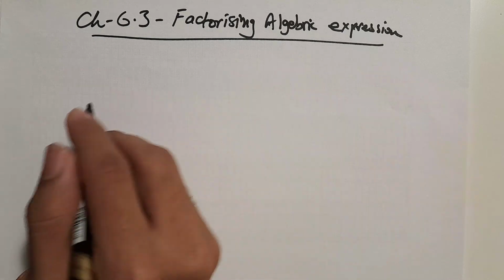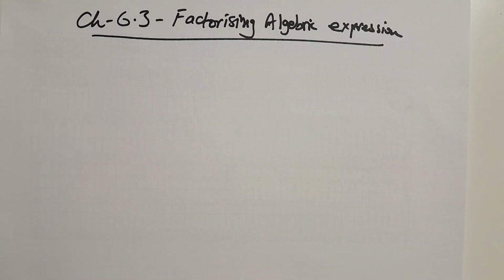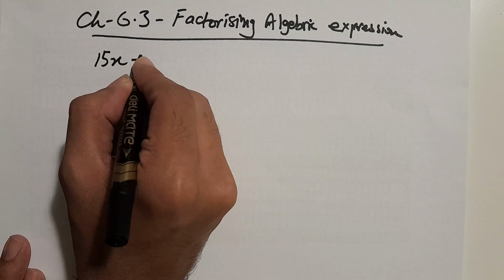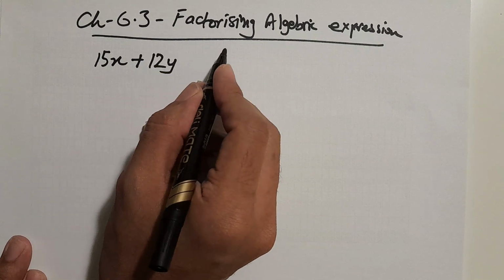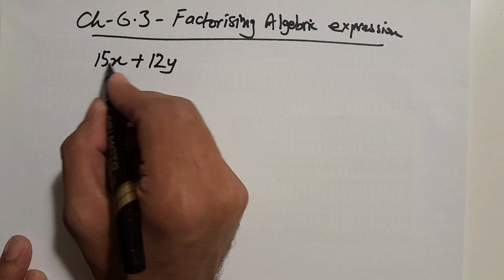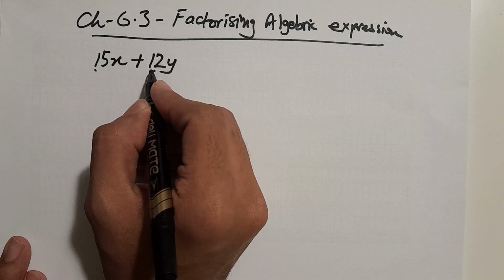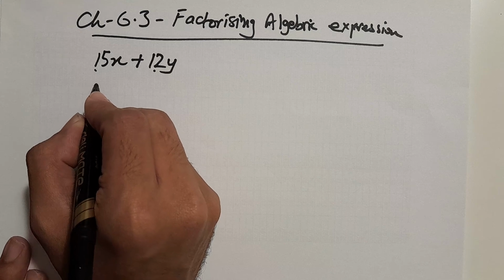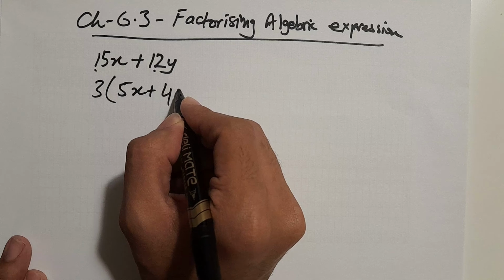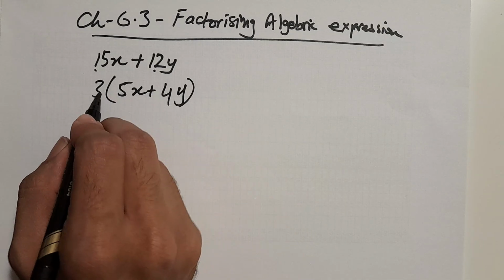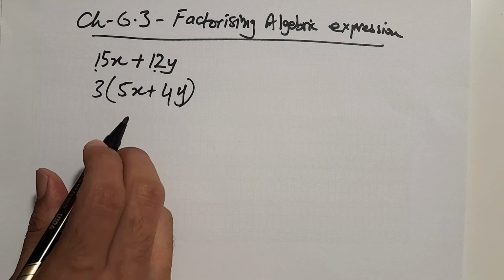So factorizing algebraic expressions means we have to look in detail at expanding brackets and how it will be used when solving the equation. For example, if you have 15x plus 12y, in factorizing this algebraic expression, you will see which factor is common. 15 and 12 are multiples of 3. So what we will do is remove 3 and write: 3 fives are 15x plus 3 fours are 12y. So 3, brackets open, 5x plus 4y.